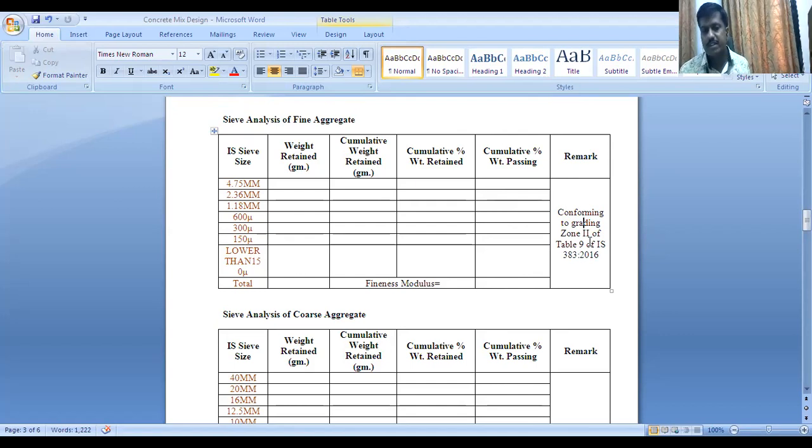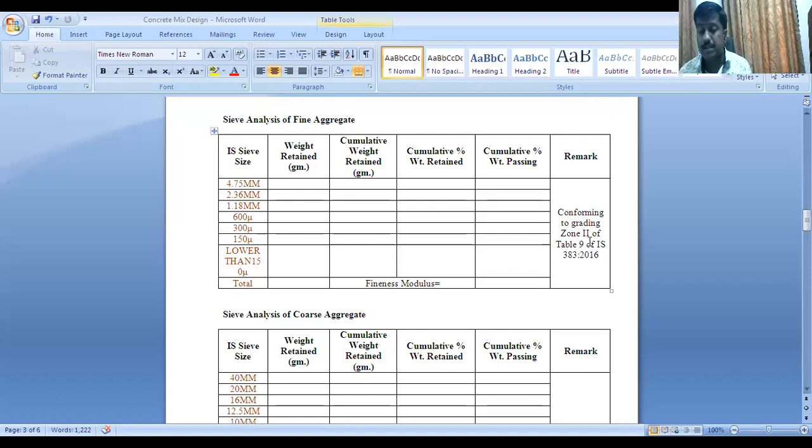ठीक आहे. त्यावरतीच असतं तुमचं. खूप महत्वाची टेस्ट आहे आणि ह्या टेस्ट बद्दल बेसिक माहिती असणं खूप गरजेचं आहे. ग्रेडेशन किंवा फाईननेस मॉड्युलस ज्याला तुम्ही म्हणता, फाईननेस मॉड्युलस ऑफ फाईन ॲग्रिगेट, it should lie from 2.6 to 3.2. त्याची जी रेंज आहे ना 2.6 to 3.2 यामध्ये it should not be more than 3.2 at any cost. Fineness modulus of fine aggregate, and fineness modulus of coarse aggregate in between 4.5 to around 8. Okay.